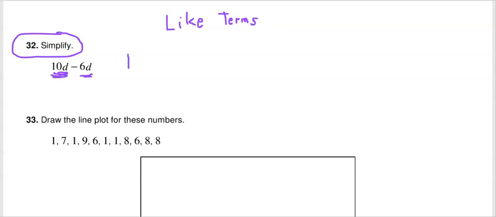One thing I want you guys to get used to is when you see a subtraction. So it says 10D minus 6D. I want you to start getting used to changing it to an addition problem. So whatever comes after the subtraction sign, change it to an addition sign and make that number negative. The reason why that's handy is because now at this point we can compare a 10D and a negative 6D.